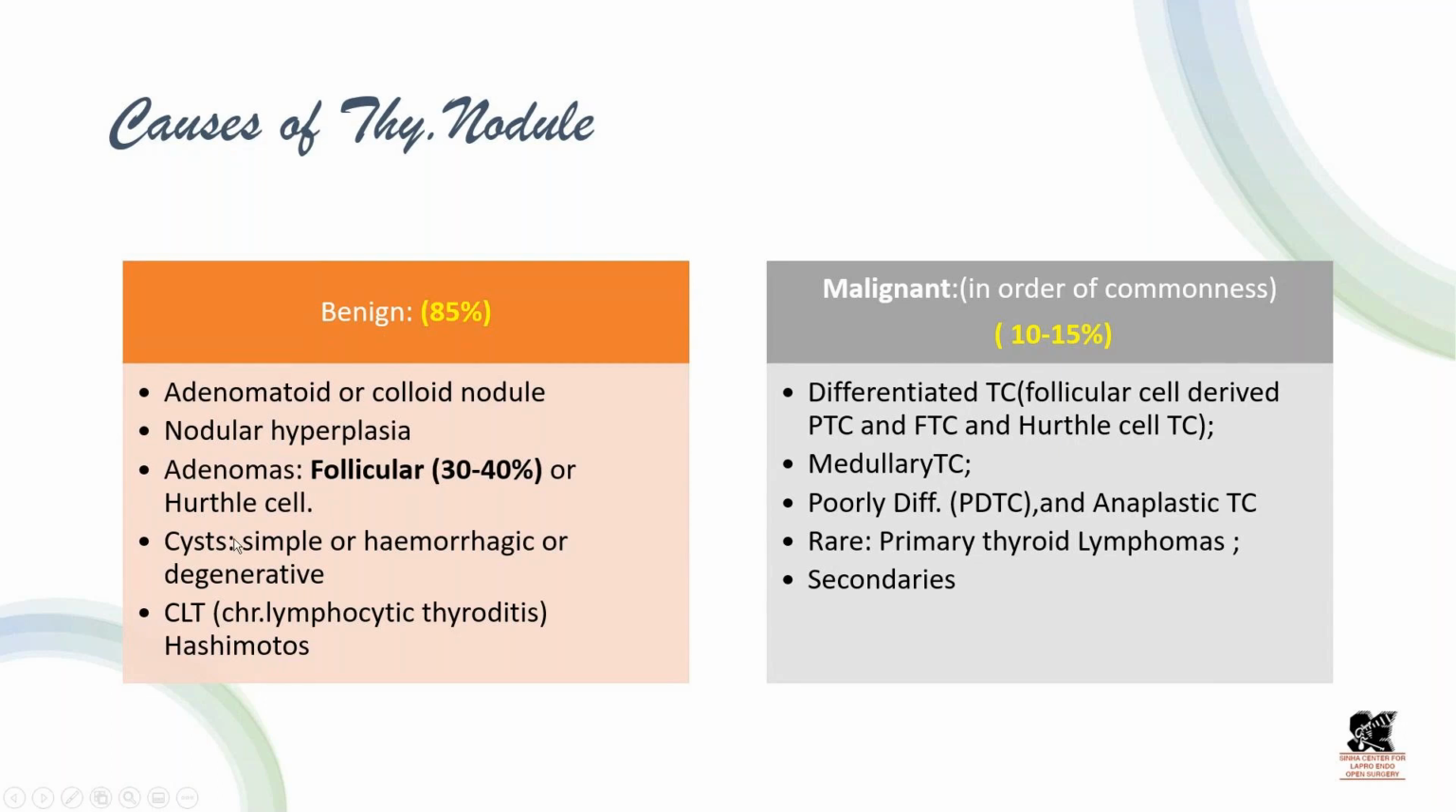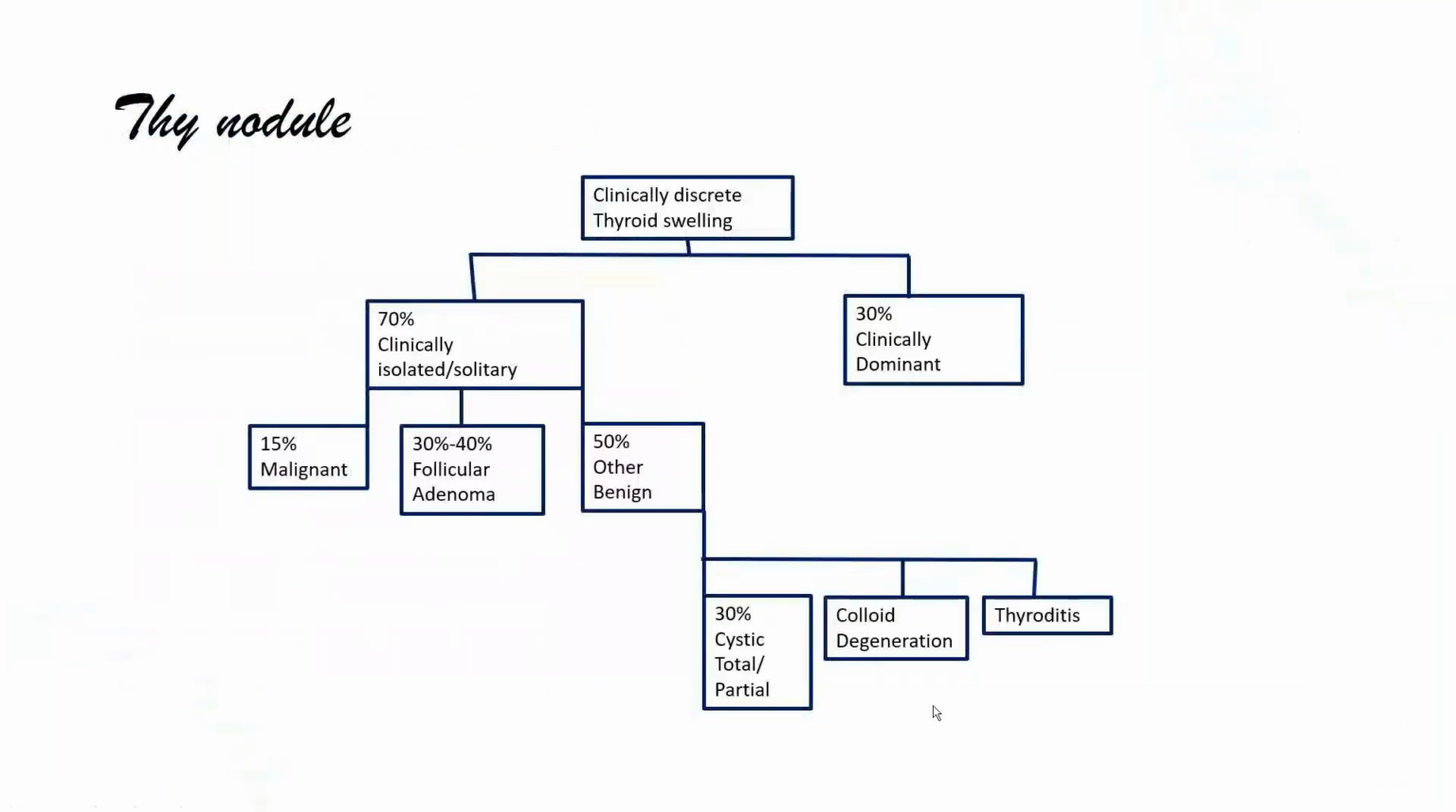Cyst, it could be simple or hemorrhagic or degenerative, or it could be part of Hashimoto's disease. Among the malignant, you've got the whole range of types of malignancy of thyroid, which we'll talk about in further slides. So if you look at the clinically discrete thyroid swelling, here I've written clinically discrete, important. 70% clinically isolated, 30% clinically dominant, and the word clinically has been added everywhere as a prefix because that gives a different meaning to the understanding of a thyroid nodule.